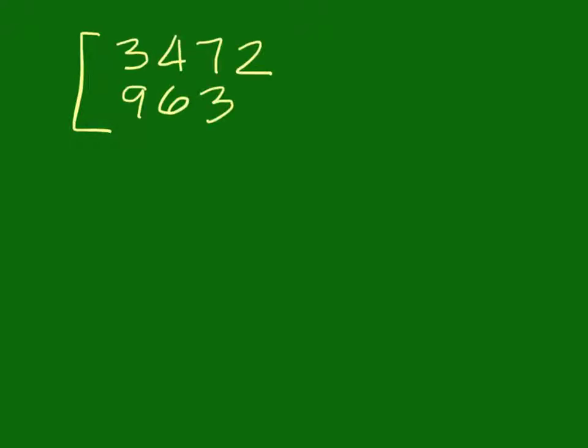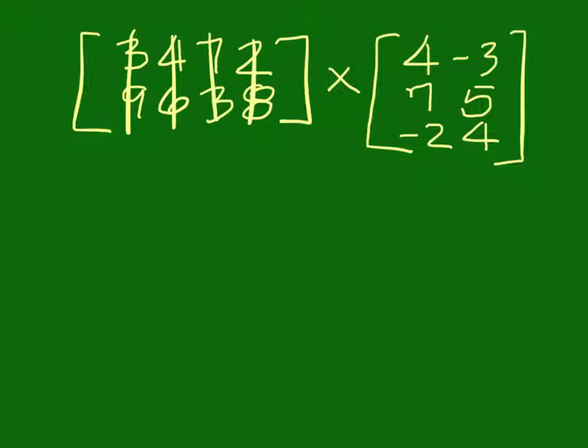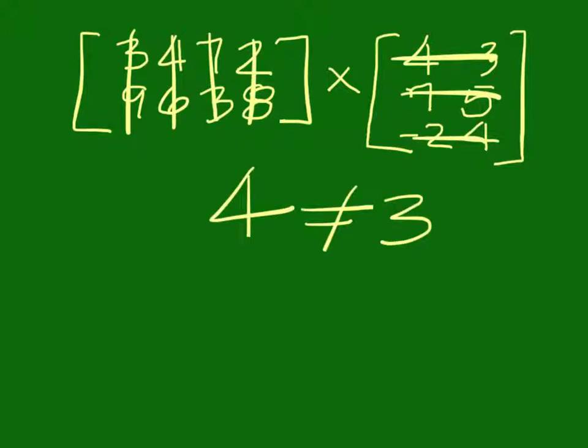Try this practice problem. This one is 3, 4, 7, 2, 9, 6, 3, 8. And over on this side, we will have 4, negative 3, 7, 5, negative 2, 4. Since we have 1, 2, 3, 4 columns and 1, 2, 3 rows, those do not match up, so you cannot multiply these together.